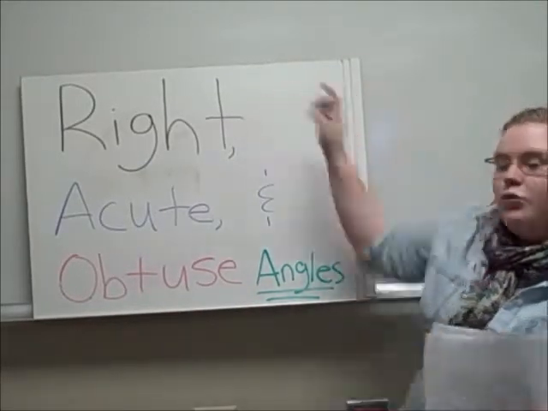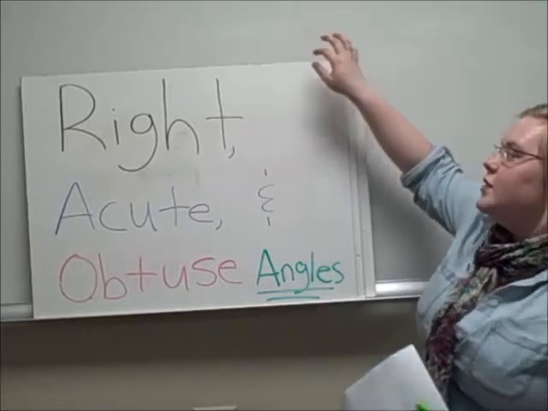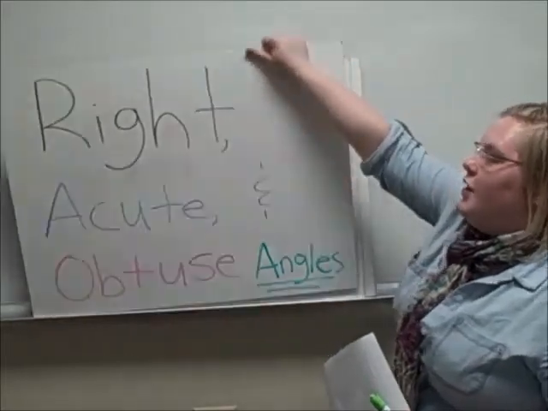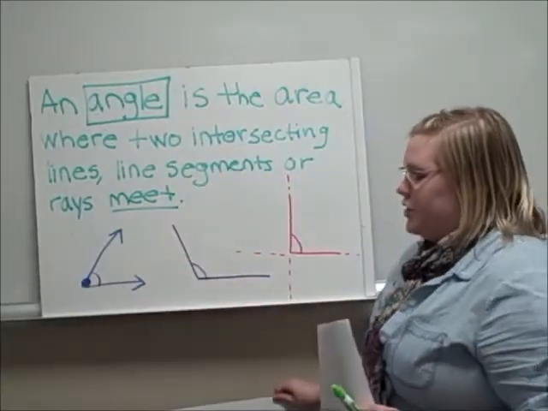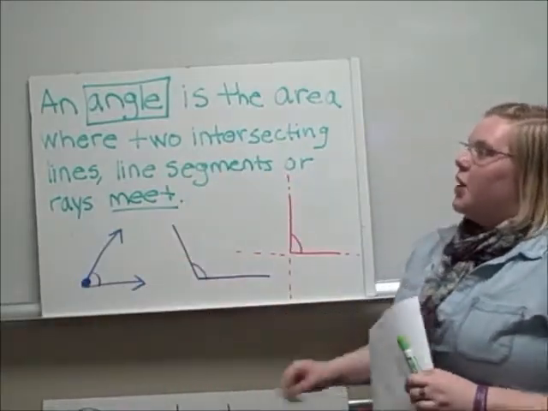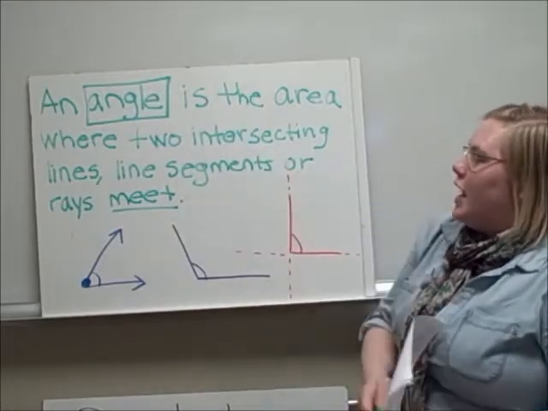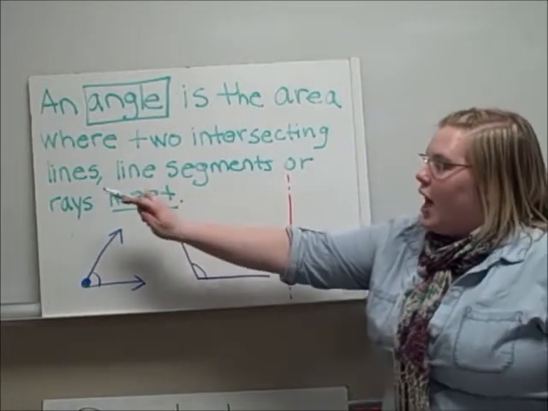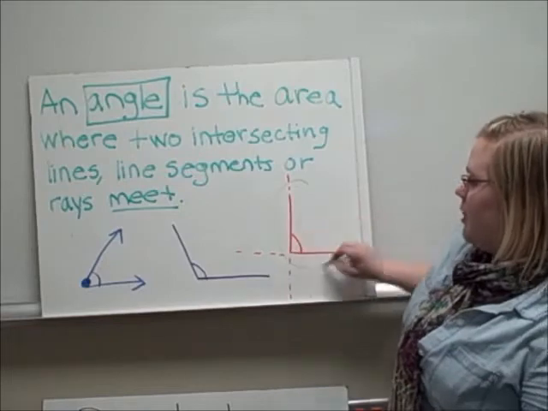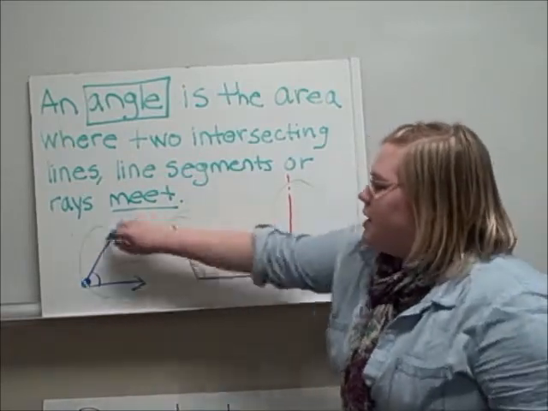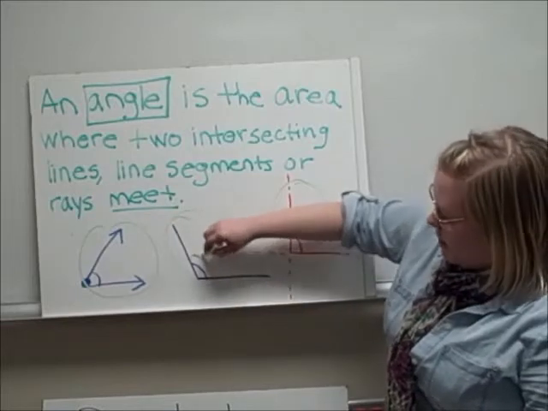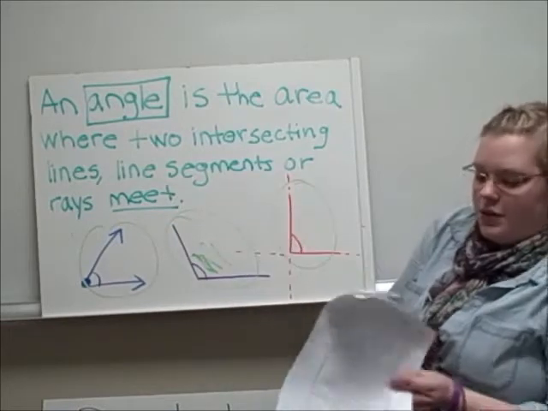Going to talk about right, acute, and obtuse angles. If we remember from last week, we talked about the definition of an angle. We remember an angle is the area where two intersecting line segments, or rays, meet. It's the area right here in the middle where those lines meet.